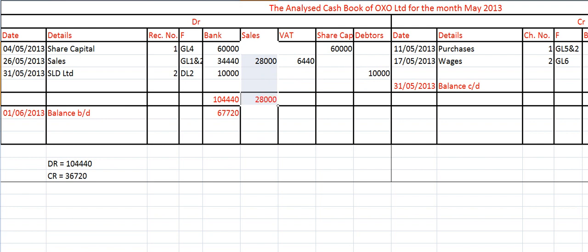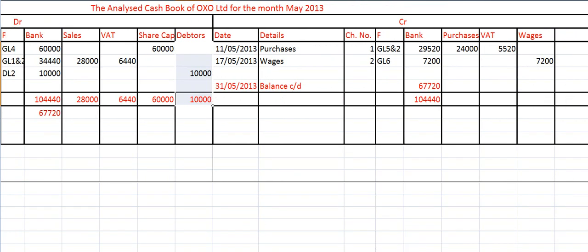Now often in the Junior Cert there's just one figure in between the lines, or in each analysis column. But if you get a full analyzed cash book question, there'll often be more than one entry in each analysis column. In this question it's just one, so you put those totals in there.